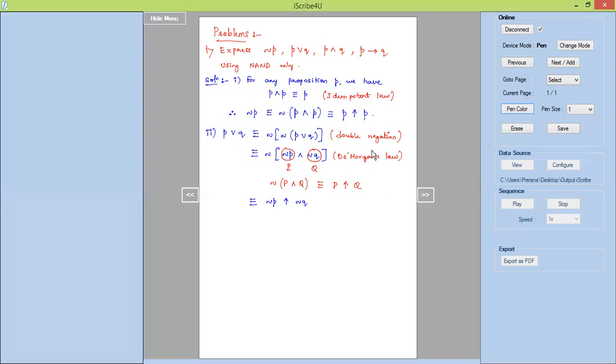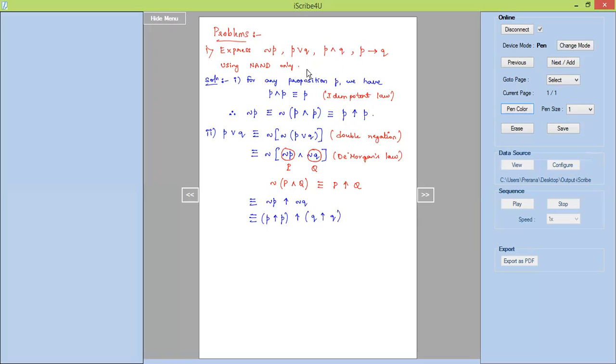So now I can write down negation P. How can we write down negation P using the answer for 1 that we obtained? We obtained negation P is logically equivalent to P NAND P. So similarly, negation Q is logically equivalent to Q NAND Q. So both these places I will be using the NAND connective again. So this is logically equivalent to P NAND P, and there is a NAND again, Q NAND Q. So if we observe the result now, it is full of only the connective NAND.